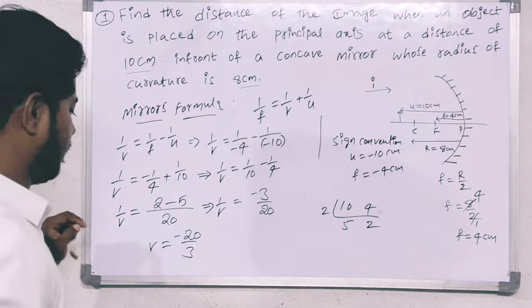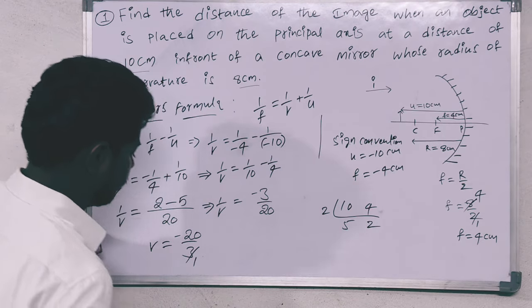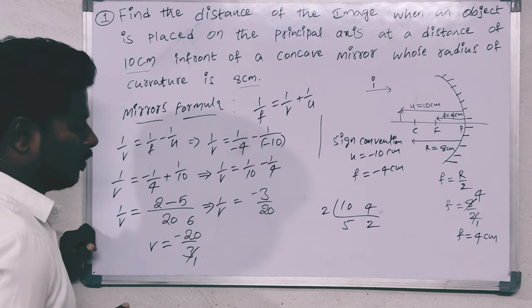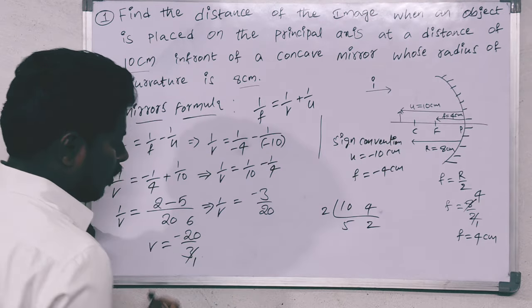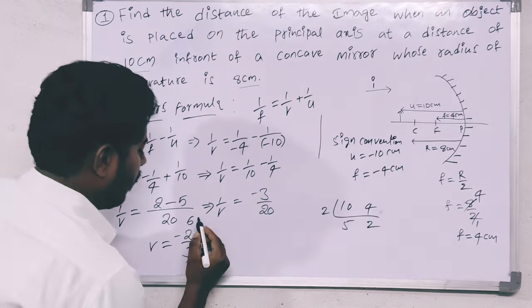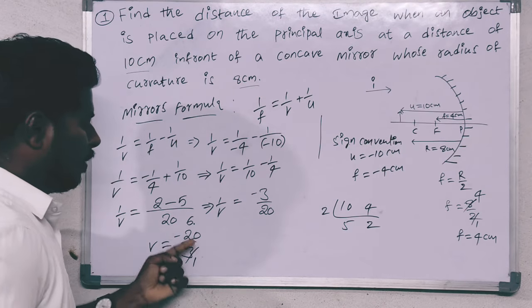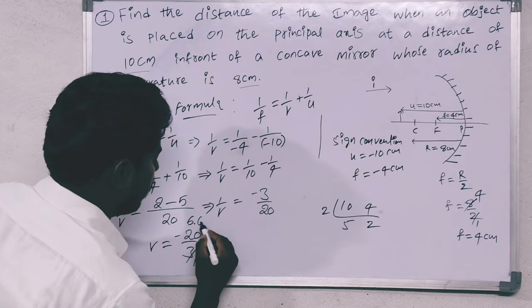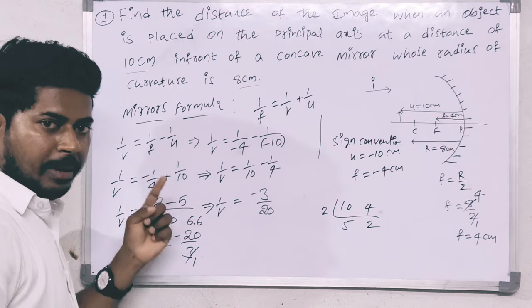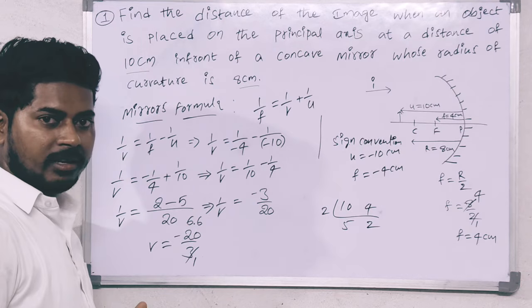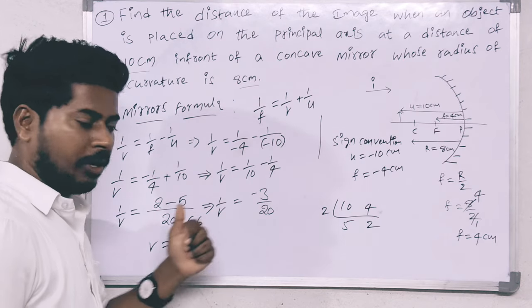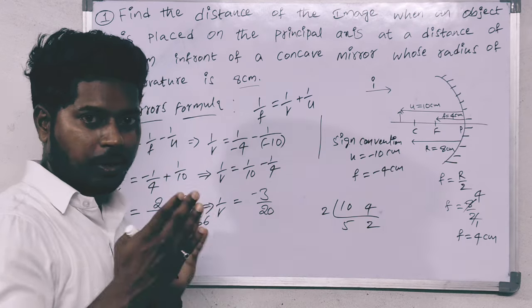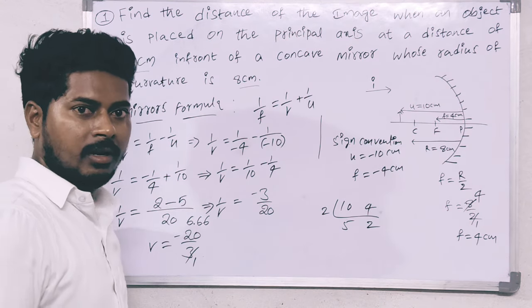Now you can cancel. 3 6s are 18, remains 2. Take decimal, it becomes 20. Again 3 6s are 18, remains 2. Already decimal is taken, it becomes 20. Again 3 6s are 18. So take 2 digits after the decimal. Enough.